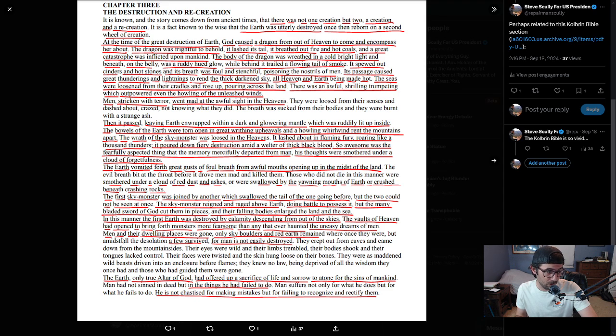Men and their dwelling places were gone, only sky boulders and red earth remained where once they were, but amidst all of the desolation a few survived, for man is not easily destroyed. They crept out from caves and came down from the mountainsides, etc. The earth, only true altar of God, had offered up a sacrifice of life and sorrow to atone for the sins of mankind.